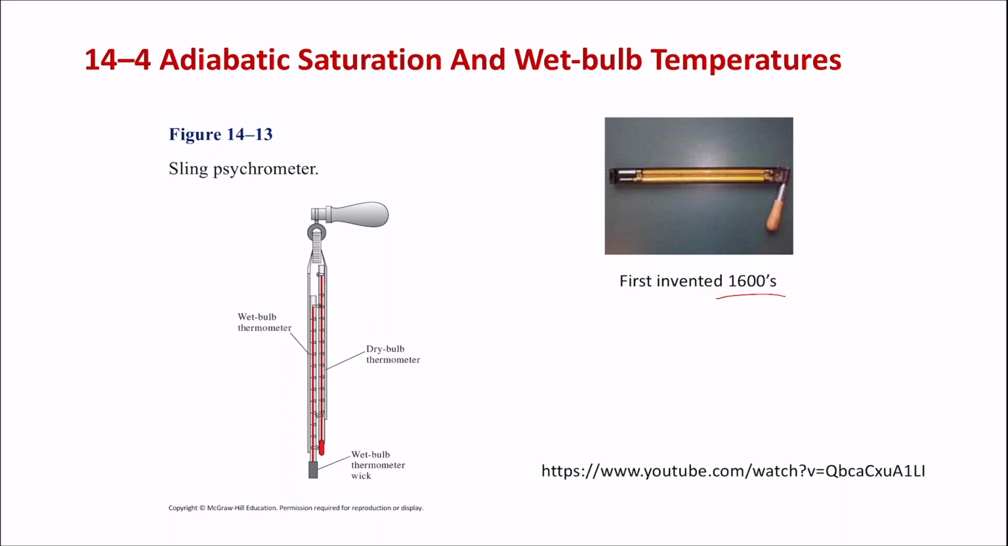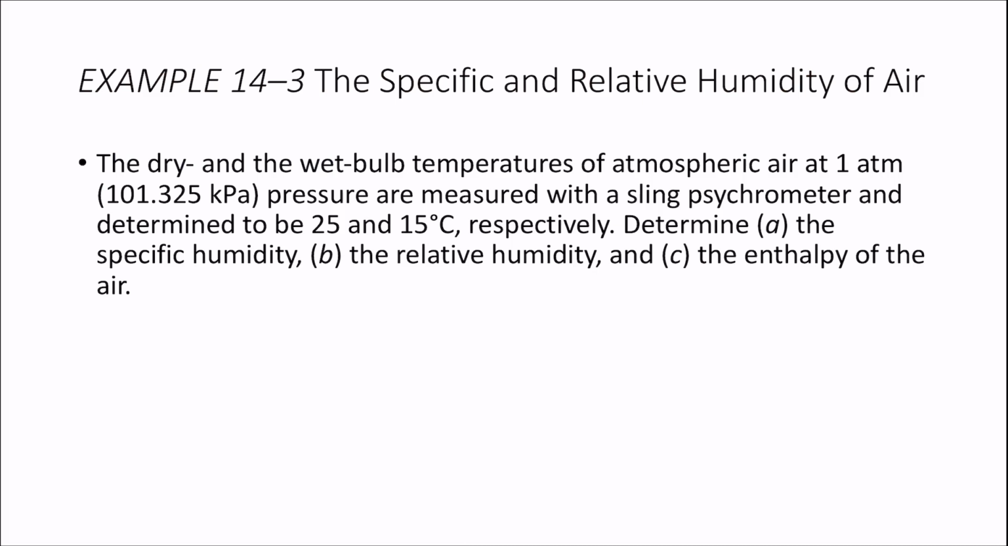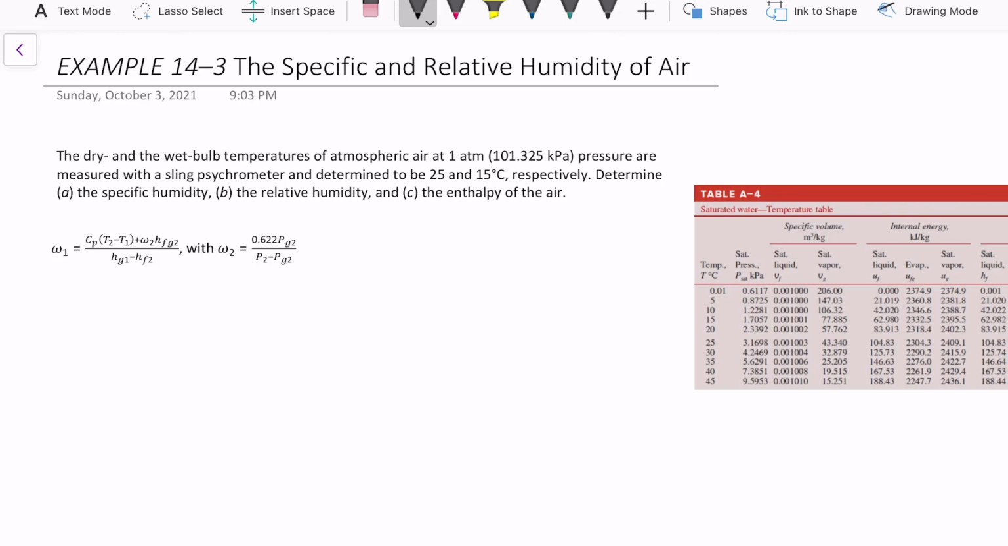So this video just gives you an idea what the sling psychrometer actually looks like, how it works, and what the dry bulb temperature and the wet bulb temperature are. So hopefully after this video you have a better idea of what these things are. So let's take a look at how we can use that dry bulb, wet bulb temperature to actually measure or calculate the relative humidity and some other parameters. So you use the sling psychrometer to find out dry bulb 25 degrees C, wet bulb 15 degrees C, and find out specific humidity, relative humidity, and enthalpy.